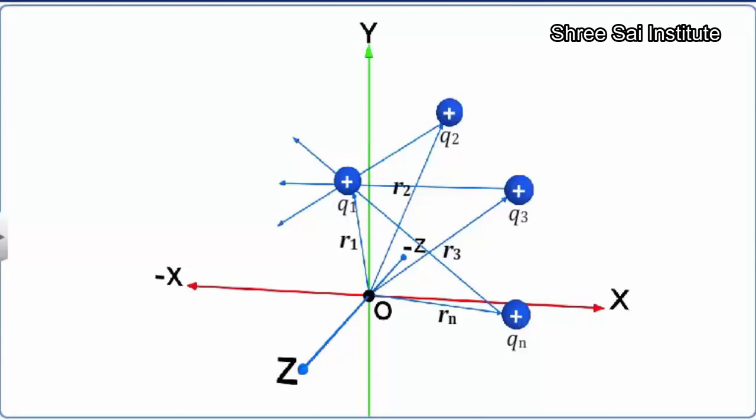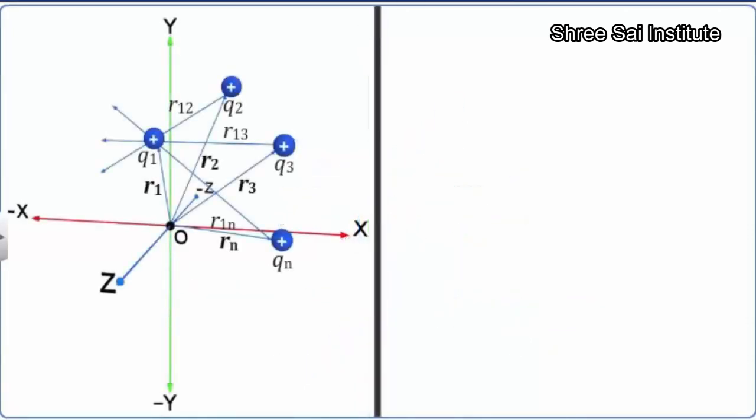The individual forces are unaffected by the presence of other charges in the configuration. This principle is called the principle of superposition. For example, if the charge Q1 is considered, then, according to the principle of superposition, the net electrostatic force on the charge Q1 is F1 equal to F12 plus F13 plus so on till F1n. Let this be equation 8.